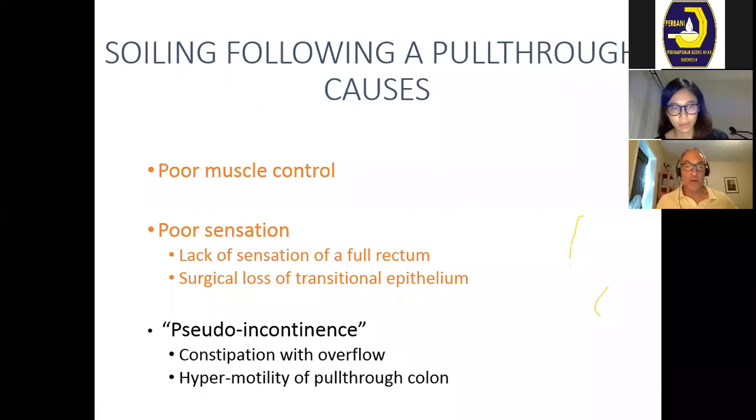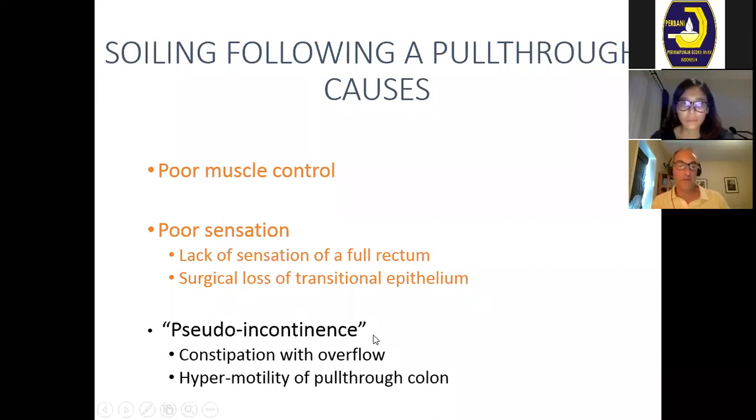Now, probably the majority of children who have soiling after a pull-through actually have normal muscle and normal sensation. And they have what we've termed pseudo-incontinence. And there are 2 different types of pseudo-incontinence. One is a child who's got significant constipation and they have overflow incontinence, and we all are familiar with that. But the other group are the kids with Hirschsprung's who have had their sigmoid or more proximal colon pulled to their anal sphincter, which is what we normally do in a Hirschsprung's operation. But that bowel has more motility than a normal rectum, and they can't handle that peristaltic activity, so they're leaking stool on a regular basis.